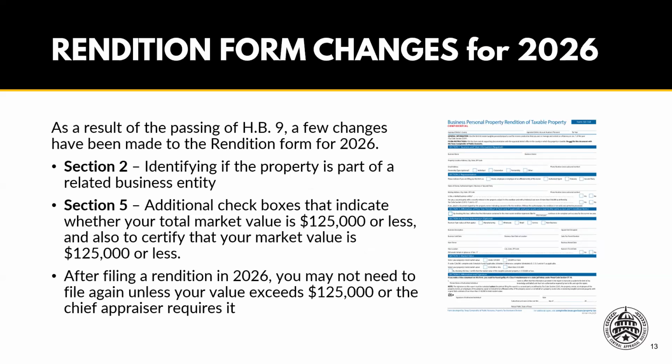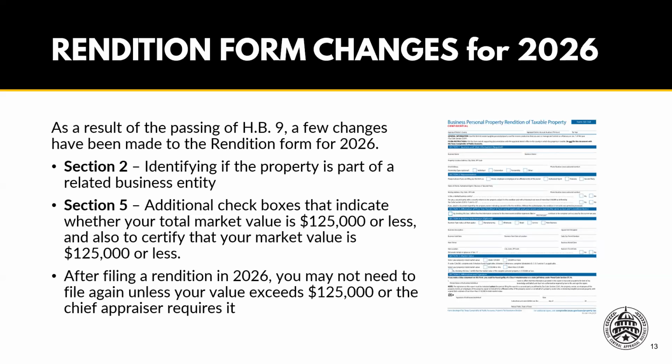Let's review a few changes that occurred for 2026. As a result of the passing of HB 9, there's a few changes throughout Form 50-144 that should be noted. In Section 2, property owners will now be required to identify if the property is part of a related business entity. Now, this appears in the form of a box, which you'll see later on in the slideshow.